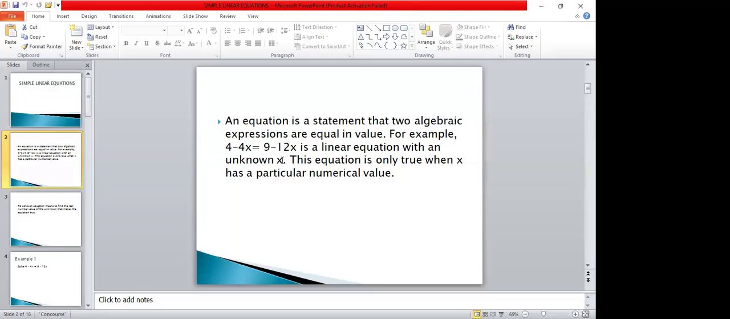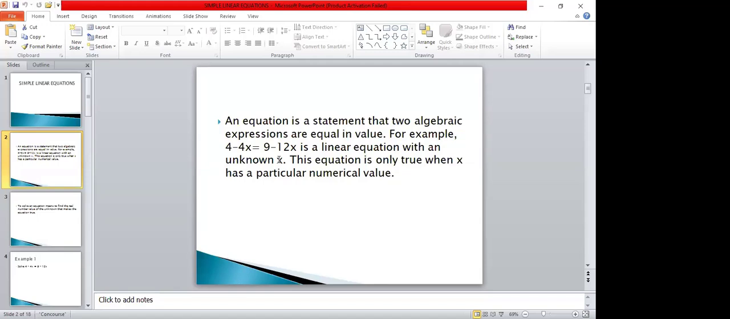And in any given equation, you always have what we call the unknown. The unknown here is the x. Of course, why is it called the unknown? Just the way the name is called, unknown. It means we don't know its value. That is just the meaning.